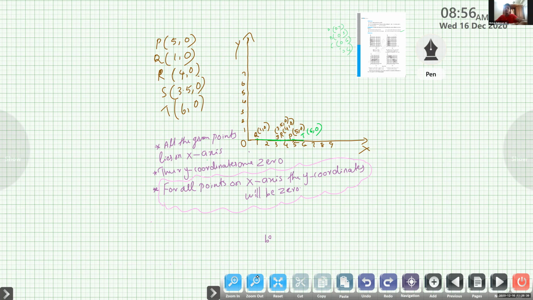And that is for all the points that we have to mark. Yes, highlight that. Very important point. So for all points on y-axis, x coordinate will be 0. For all points on x-axis, which coordinate will be 0? Y coordinate. For y-axis, x coordinate is 0. For x-axis, y coordinate will be 0. Understood, all of you? Yes, ma'am.